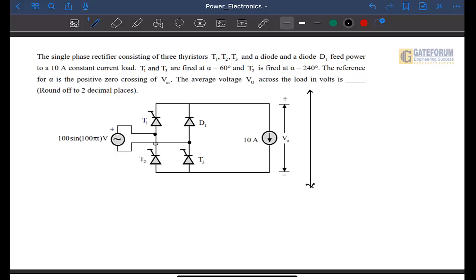So the single phase rectifier consisting of three thyristors T1, T2, T3 and a diode D1 feeds power to a 10 ampere constant current load. T1 and T3 are fired at alpha 60 degree and T2 is fired at 240 degree. The reference for alpha is the positive zero crossing of V in. The average voltage V naught we need to calculate, and we need to round off to two decimal places.